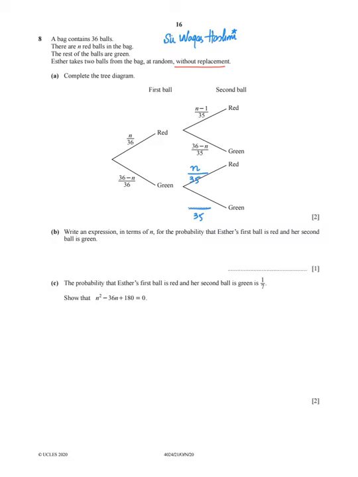But if you observe that green and another green ball, that will be equal to (36 minus n) divided by 35, and that is your first part answer. After that, write an expression in terms of n for the probability that Easter's first ball is red and her second ball is green. Alright, so the first ball is red and the second ball is green. That means this is my case.